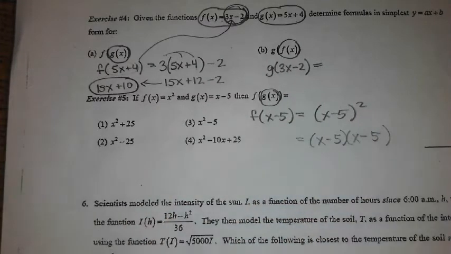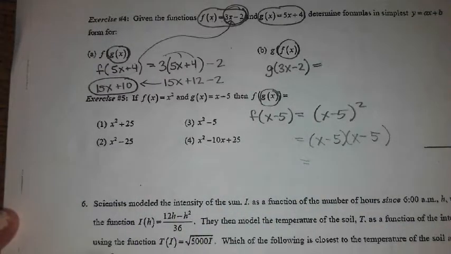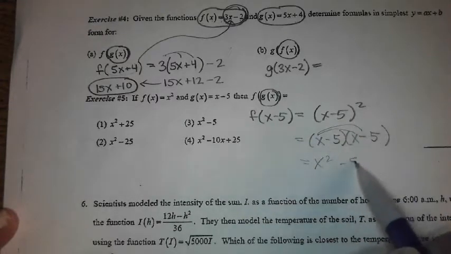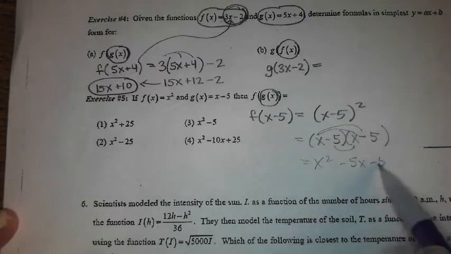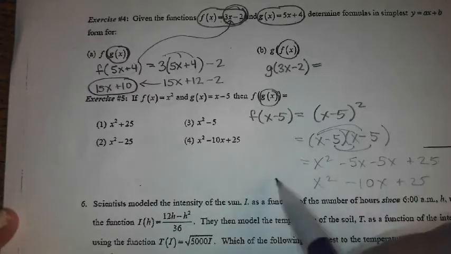Or I can't remember. Yeah, good. So I was expecting maybe some people to accidentally pick 2. So when you FOIL this, x times x, x squared, minus 5x, minus another 5x, plus 25, makes x squared minus 10x plus 25. Nice job.